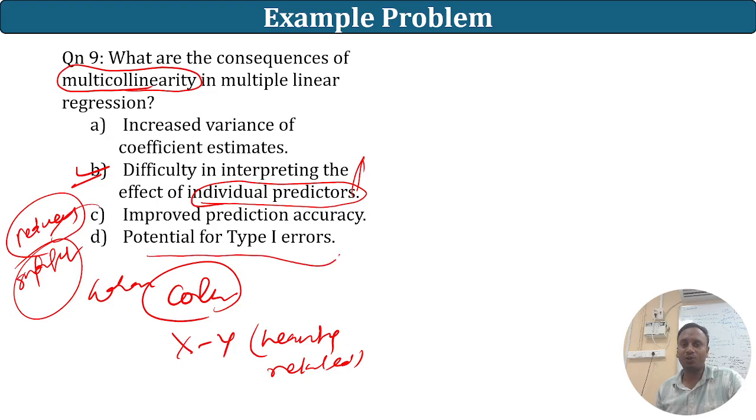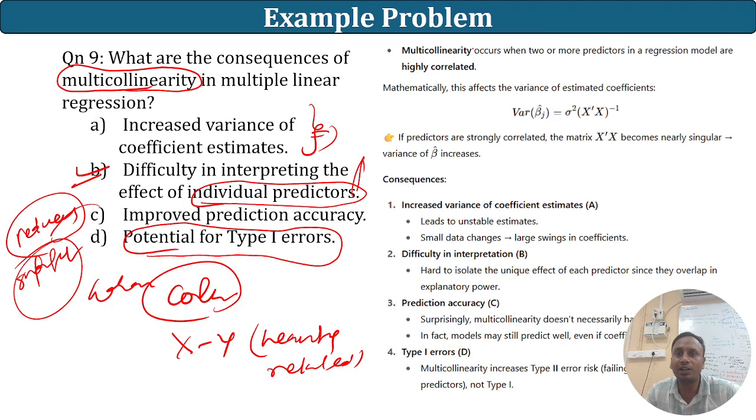Potential for type 1 error? No. Why? Because it's going to cause a type 2 error, not a type 1 error. You can check why and how. It increases the variance of the coefficient estimates and makes interpretation difficult. With multicollinearity, two or more predictors in the regression model are highly correlated. The consequence is that it increases the coefficient estimate variance, and difficulty in interpreting.